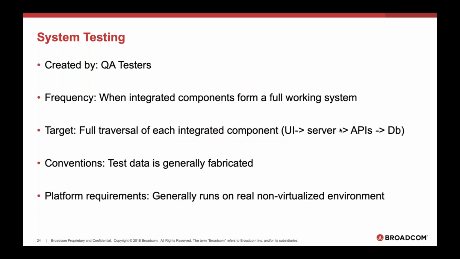So generally, who defines what needs to be in scope of system testing? That's almost always done by a dedicated QA team, which is responsible for quality and what gets out into production. When are system tests updated? System tests are generally updated when integrated components are actually working together to form a full working system. You wouldn't really start doing system testing until you have an application that's actually working and providing value.